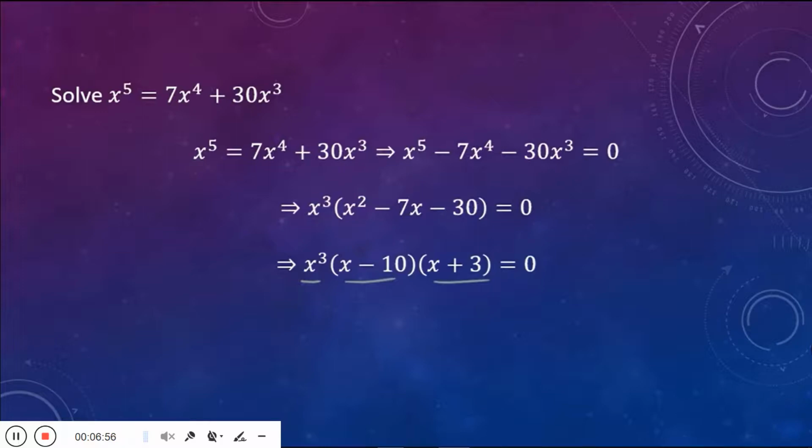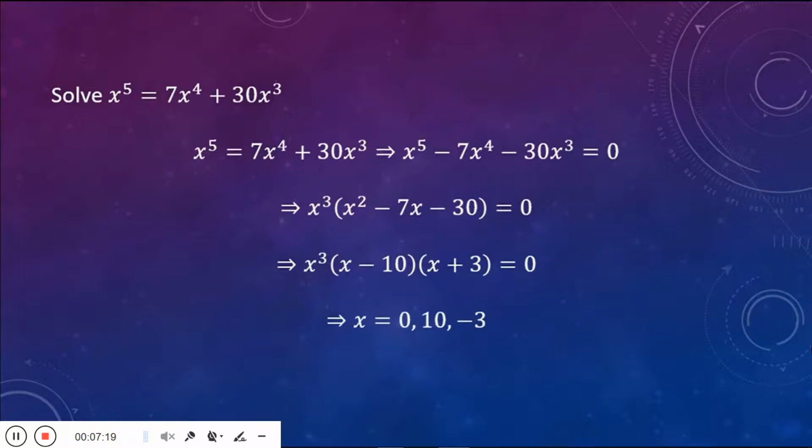Set x plus 3 equal to 0 and solve for x, you get negative 3. Set x minus 10 equal to 0 and solve for x, you get 10. Set x cubed equal to 0. You take the cube root of both sides and you get x is equal to 0. So there you go. There are your three solutions, 0, 10, and negative 3.